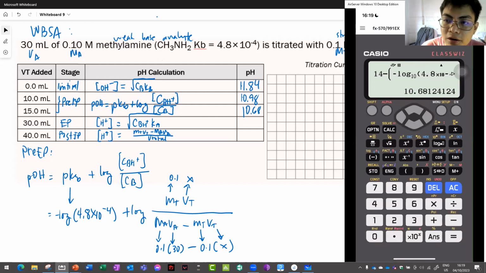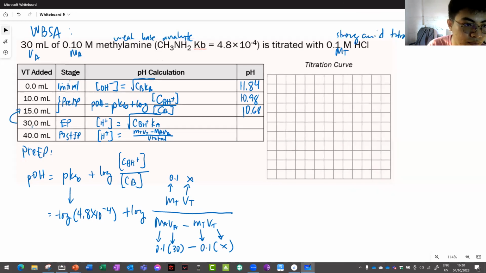Ano pa yung pwede natin ma-comment? Yung 15 ml is half of the 30. So, ano meaning nun? This is probably the pKa na rin. Okay? pKa is equal to the pH.